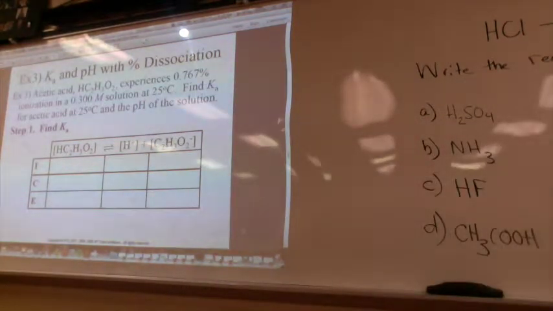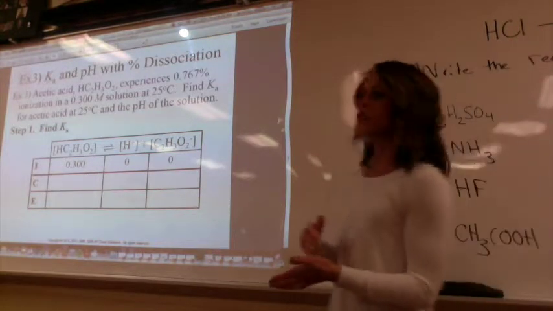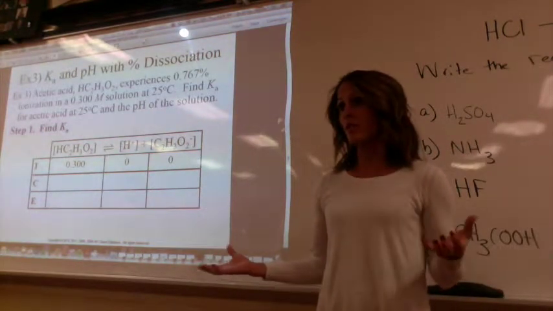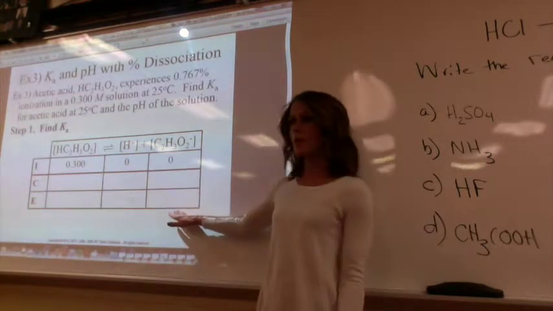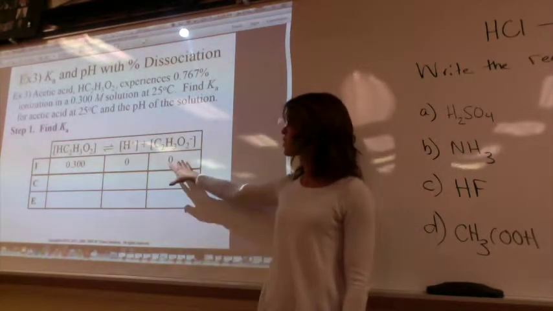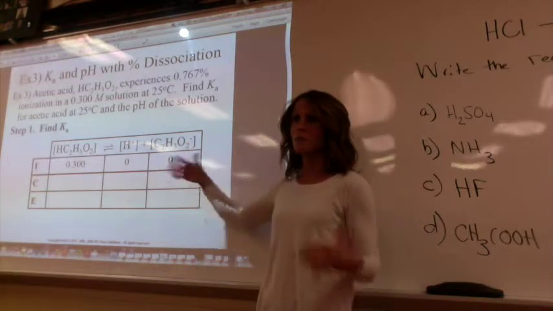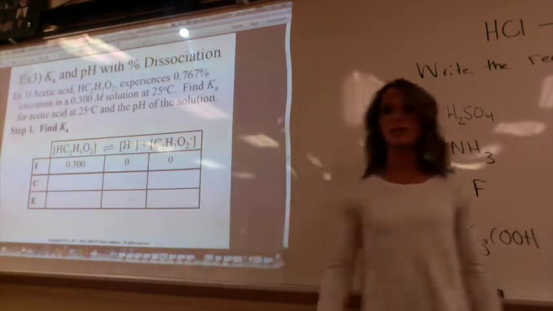0.3 molar. What are our initial concentrations on the other side? 0 and 0. I just want to point out that sometimes your products could have an amount to start with. And if they do, you set up your ICE chart the same way, and you would just add to it by the time you got to your equilibrium. So if they tell you that there's already some acid in the beaker, you're just going to start with it in your H plus in your initial line.